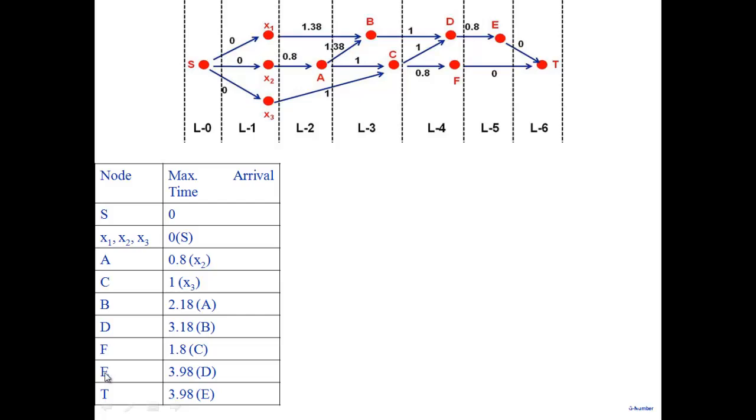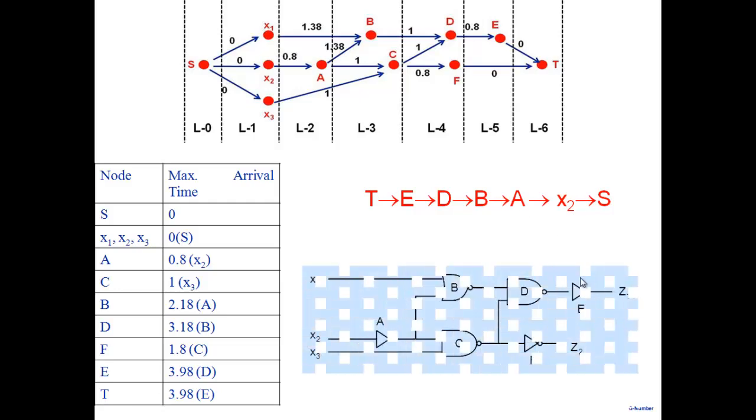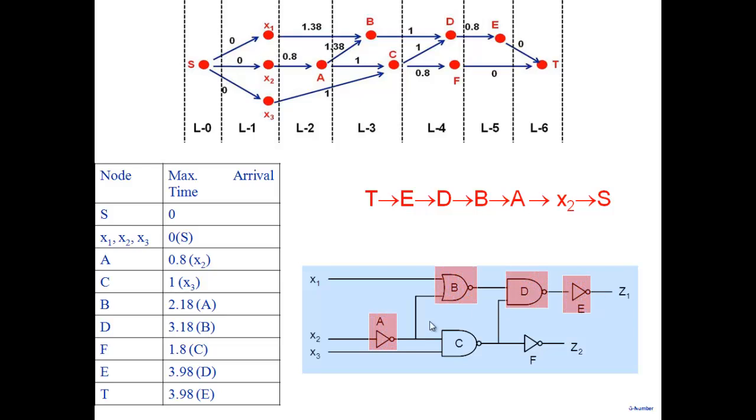Then when you come here to E, the worst case predecessor for E is D. So you come to D, and the worst case predecessor for D is B. Then at B, the worst case predecessor is A, and at A, the worst case predecessor is X2, and then back. So if you retrace your path back, I hope this is correct, you end up getting the path also. And so we can identify what the path in my circuit is.